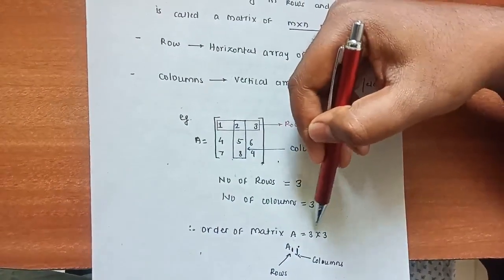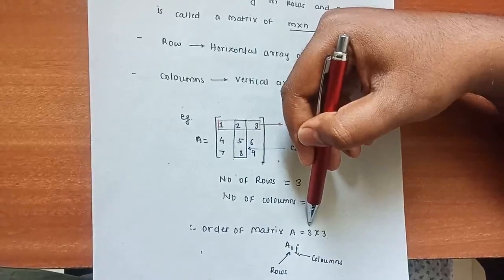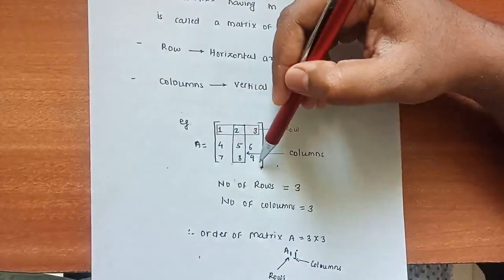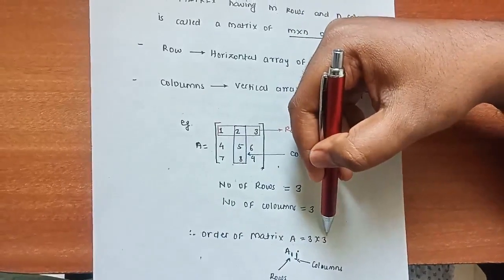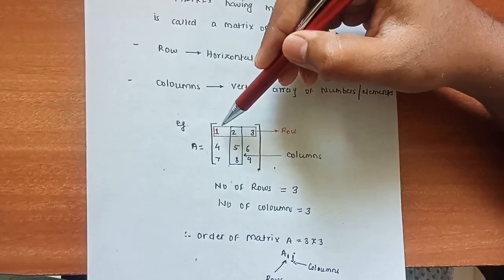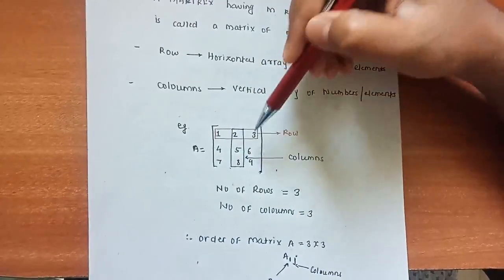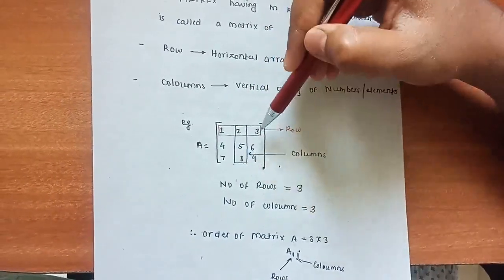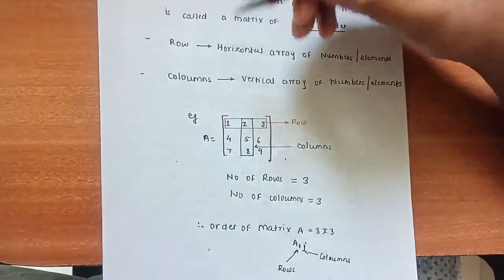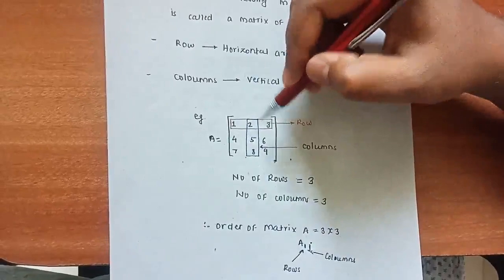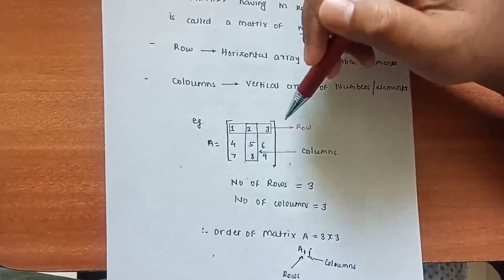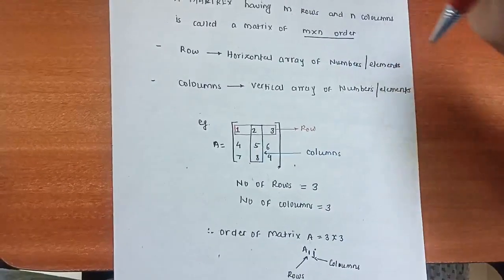So 3 by 3 means the first 3 indicates the number of rows, that we know is 3, and the next 3 indicates the number of columns, that means vertical arrangement, like we can see here easily, first, second and third. So these are the 3 vertical columns and 3 horizontal rows. So you understood that these vertical and horizontal arrangements indicate the order of the particular matrix.